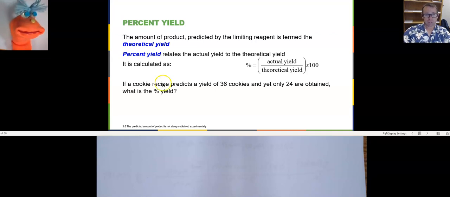Yeah. So if it says you're going to get 36 cookies, but you only get 24, right? The percent yield would be the 24 divided by 36 times 100. You follow that? Yeah, I get that.